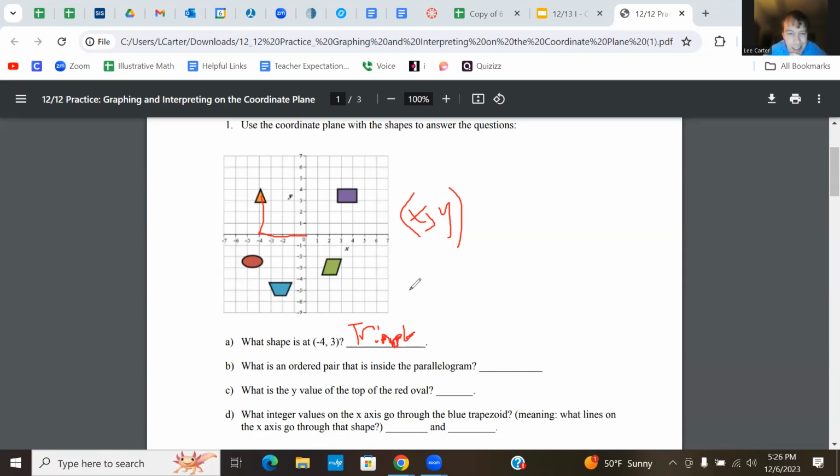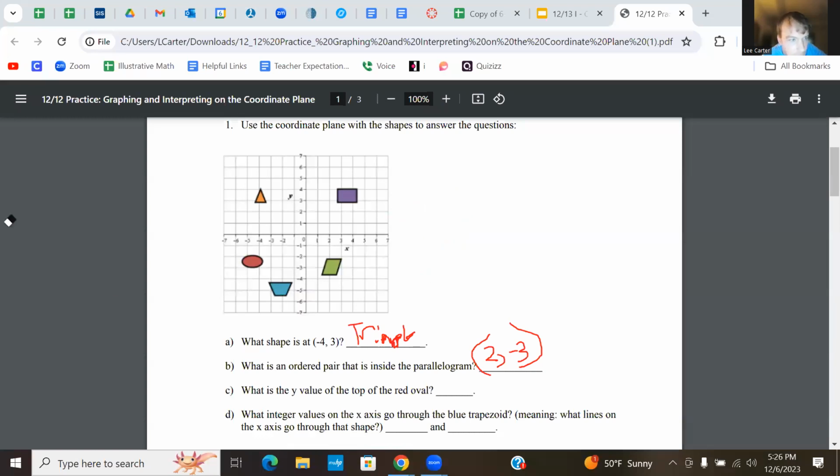What is an ordered pair inside the parallelogram? So here's the parallelogram. This one will be a good one right here. So that's +2 for x, and then y. So there's +2, then -3. All right. All right.